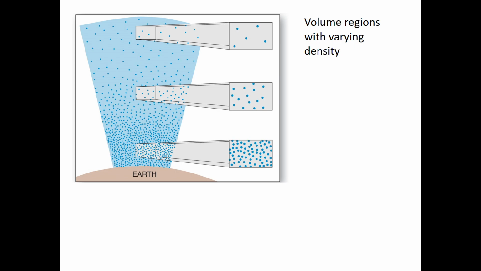Now, the density doesn't have to be the same all the way through a fluid. For example, our atmosphere is a kind of fluid, and it increases in density as you get closer to the Earth, or gets decreasing density as you get farther away.